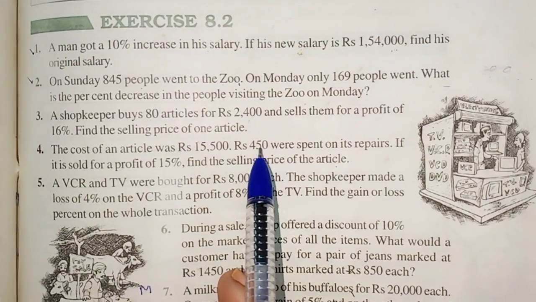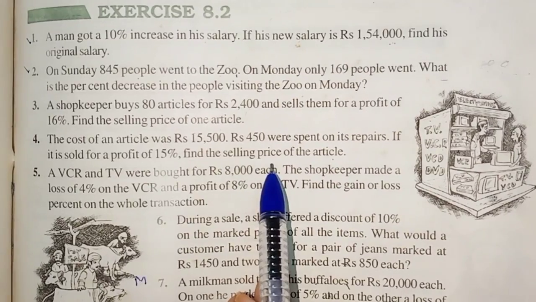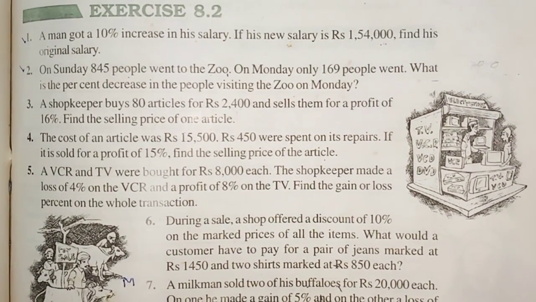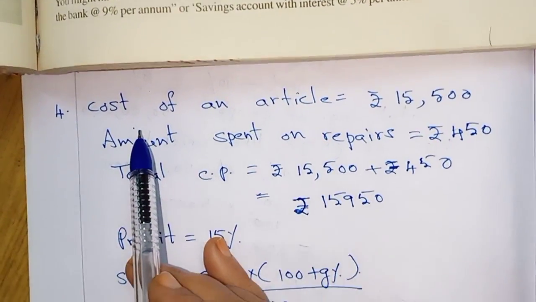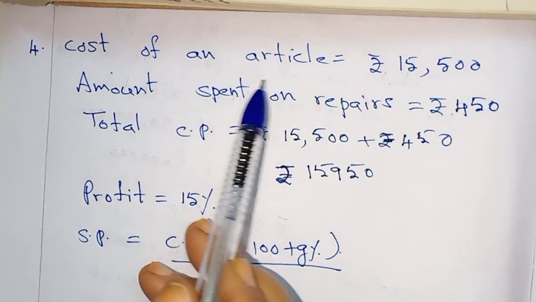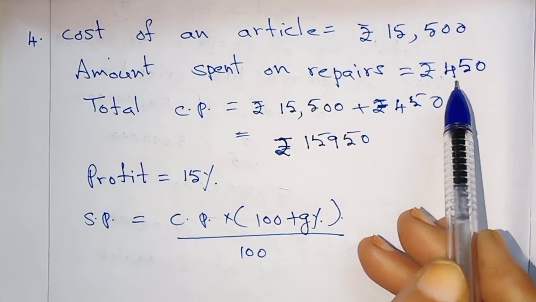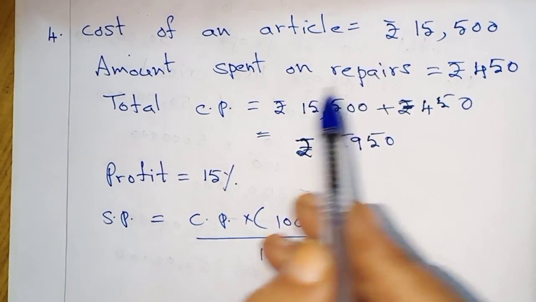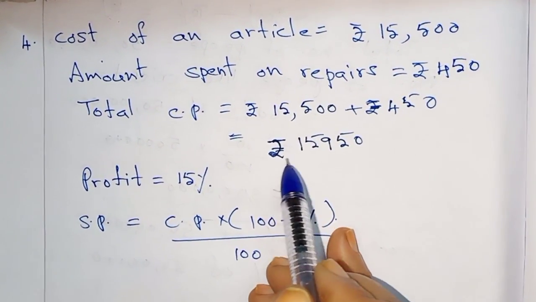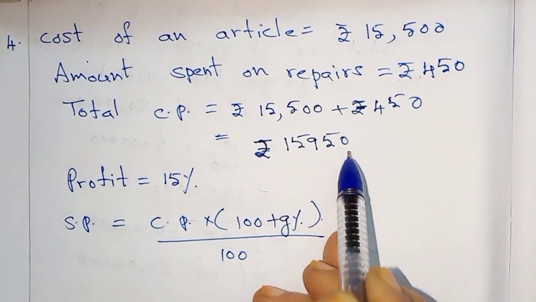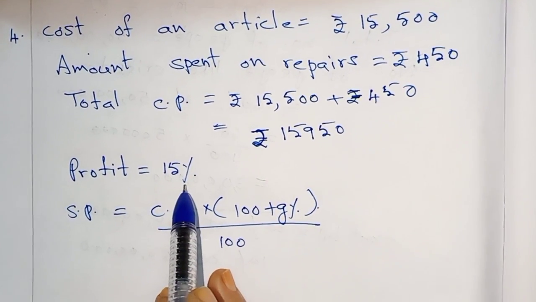So here we know CP, we know profit percent. We have to find out the selling price. Cost of an article is 15,500. What is the amount spent on repairs? 450 rupees. What is the total CP? You have to add both. So when you add both, this is the answer we got, 15,950. What is the profit percent? Profit is equal to 15%.